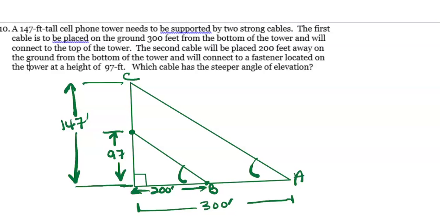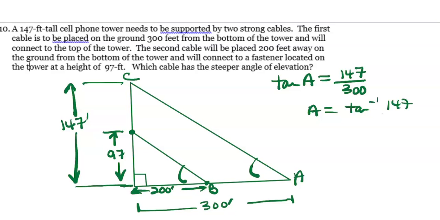Let's put a B here. Okay, so let's find angle A. So from all of these, I'm going to just get tan because I have opposite and I have adjacent. I don't have any hypotenuses. Okay, so the tan of angle A is going to equal opposite, which is 147 over 300. So if I say inverse tan, I am getting A equal to 26.1 degrees. Okay, so right here is 26.1 degrees.